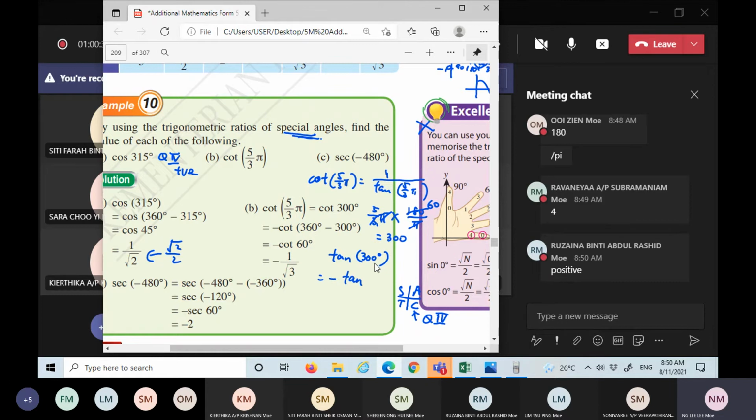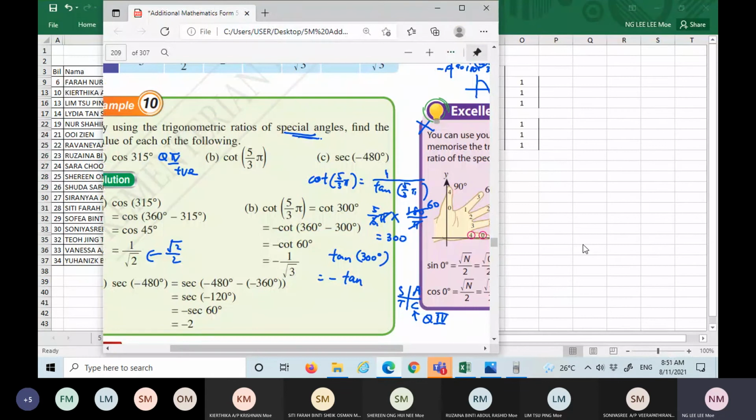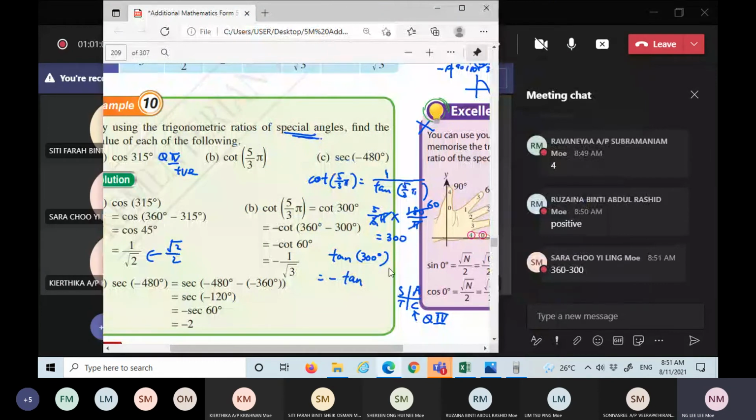Then I want to find the corresponding angle or the reference angle in the 1st quadrant. Okay, how to find the reference angle? Just now Kritika answered correctly. Okay, Rosanna, never mind. You wait for the next round. Sarah, how to find the reference angle? Okay, Sarah says 360 minus 300, so you get 60 degrees.